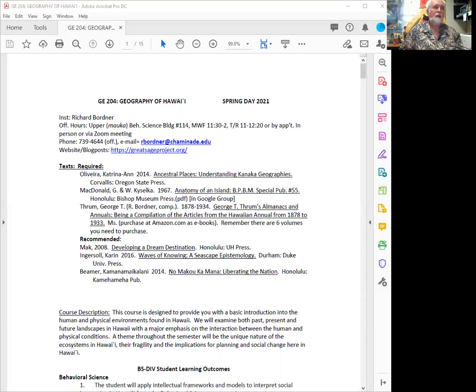There seems like a lot of readings, but they're really not. Your main text is actually Oliveira's book, which is relatively new. I hadn't seen it until last year. Ancestral Places. It's very, very good. There's actually this, and then there's another one by Beamer. I'm just looking for it here. Beamer's book is also quite good, and I think it's a little closer fit with the class.